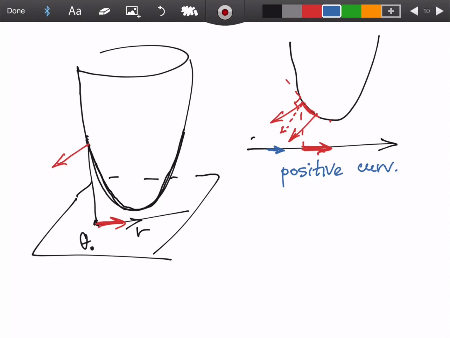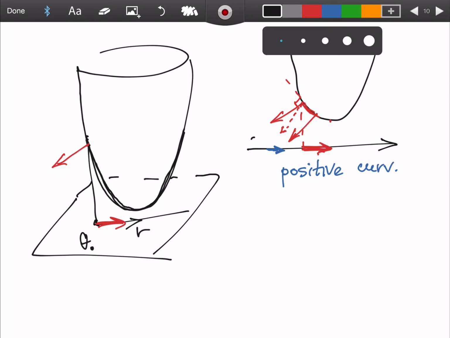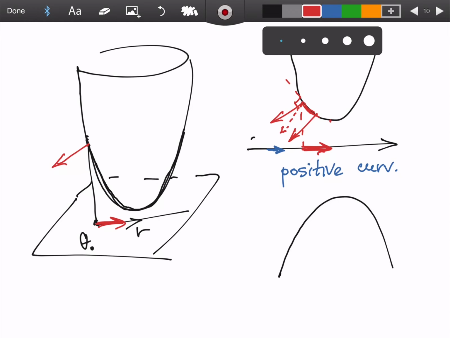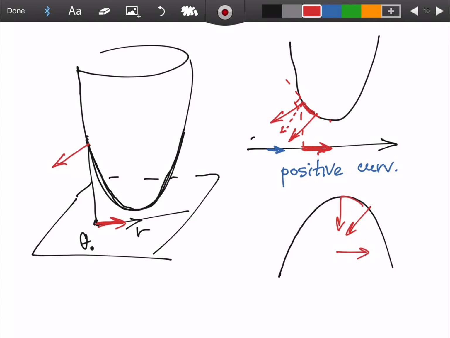Okay. Now, if I draw another graph, let's say like this. So here I have a normal that, as you can see, rotates in the opposite direction. So I make a step forward, and the normal rotates backwards, and this is called a negative curvature.